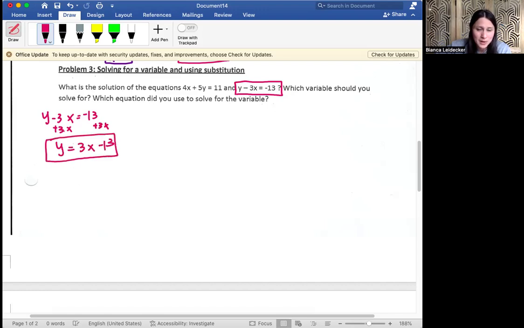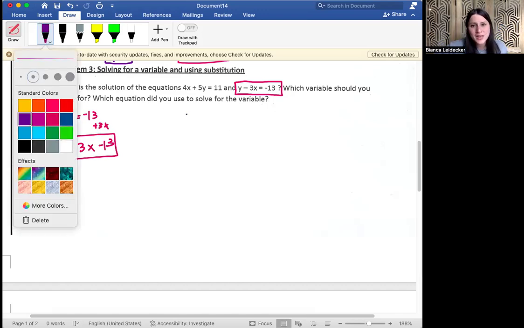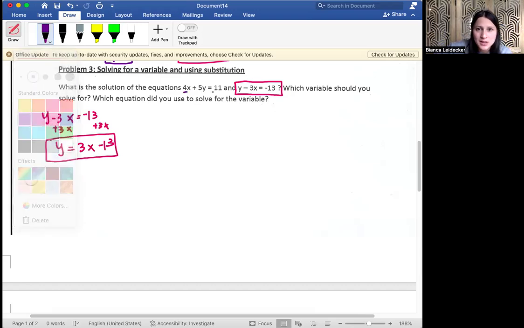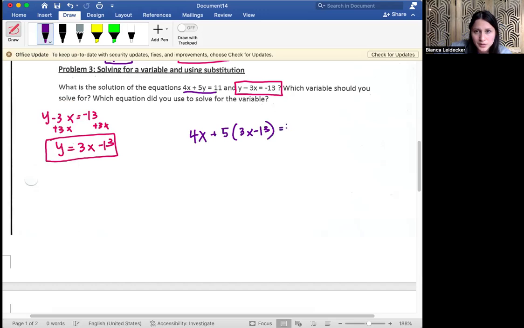So I've rearranged my pink equation in y equals mx plus b form. And then I can just replace y in this equation with what I solved for y. So this is going to be 4x plus 5 times parentheses 3x minus 13 equals 11. Now I'm going to do the same thing I did above. I'm going to distribute. 5 times 3 is 15x. 5 times negative 13 is negative 65.